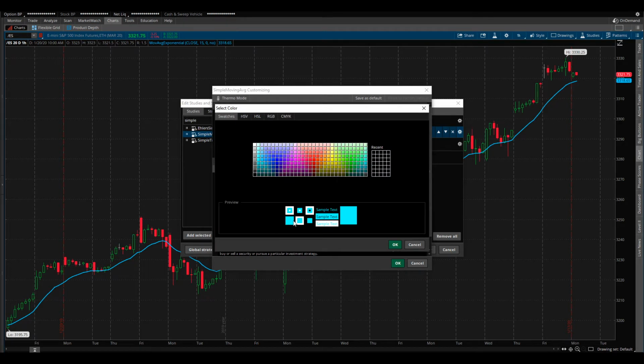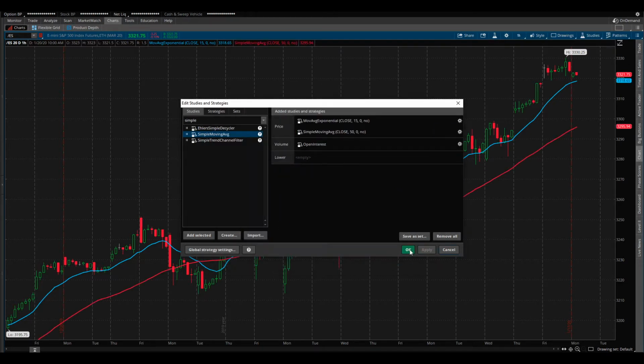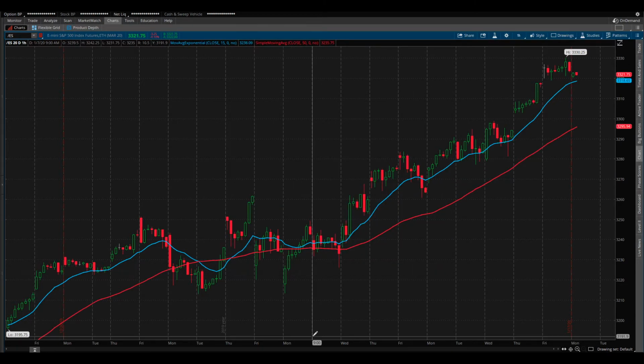And on my simple, I typically do a red. Change the width to 2, because again, I like that a little bit thicker. So there you go. So there's my 15 EMA and my 50 SMA. So the foundation of my trading is that cross.